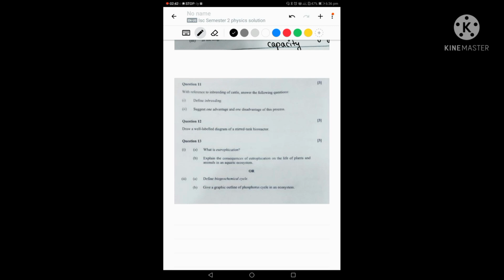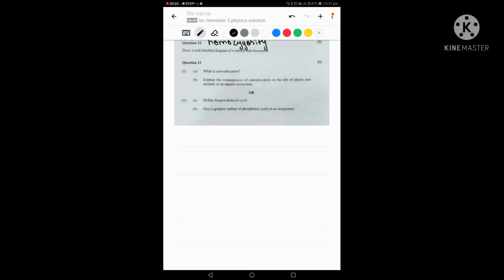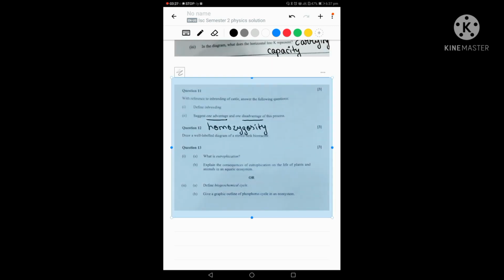With reference to inbreeding, define inbreeding. Inbreeding is the mating between two closely related animals of the same breed, having a common ancestor for 4 to 6 generations. One advantage is that it increases homozygosity and increases the superior genes in the offspring. And the disadvantage, as you must all know, is inbreeding depression.